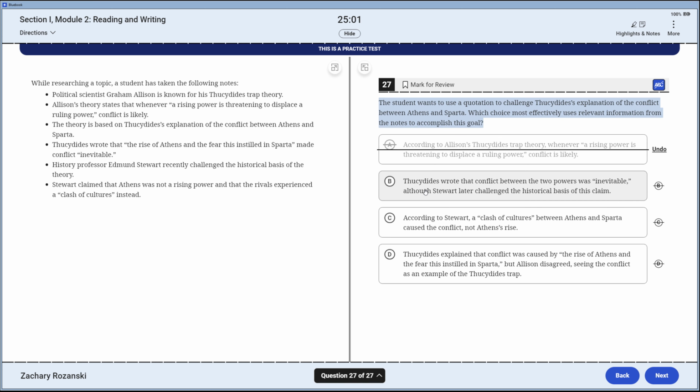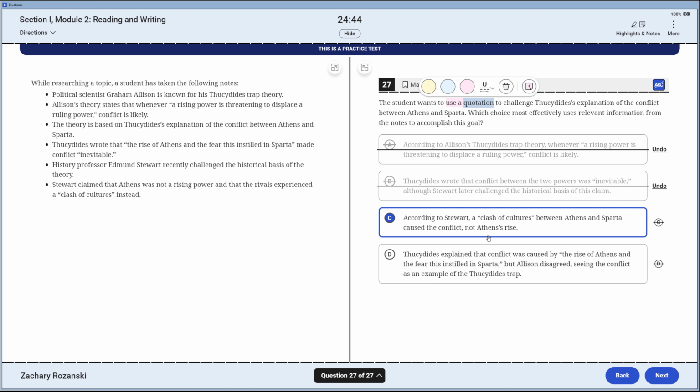It fails. This is saying that this person wrote this quote, and it's saying that Stewart later challenged it, but it's not using a quote to challenge the claim. It's merely providing a quote of this guy. "According to Stewart, a clash of cultures." I love this. C is caused the conflict, not Athens, right? This is using a quotation. This person explained that conflict was caused by.